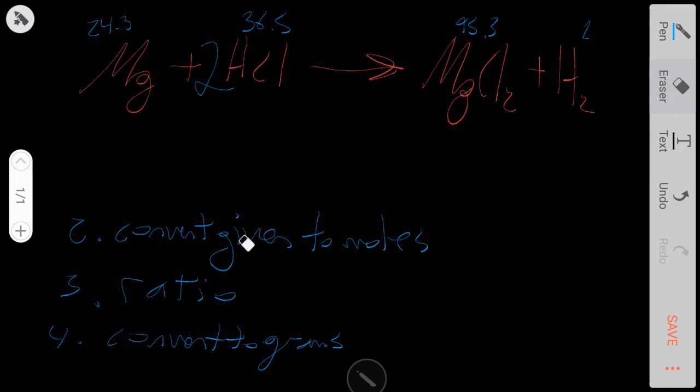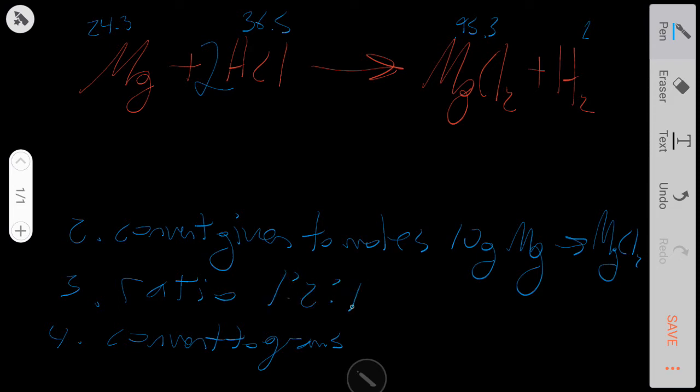Alright, convert what I'm given to moles. In my question, I have 10 grams of Mg, and I want to find out how much MgCl2 I can make. Alright, my ratio is going to be 1 to 2 to 1 to 1. And we'll look at that in a moment of which ones I use. And finally convert to grams so that I can end up with an answer of how many grams of MgCl2 I can make. That's what my answer should be in. So let's do it.